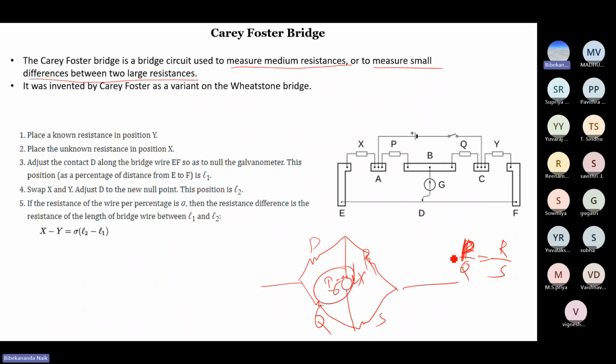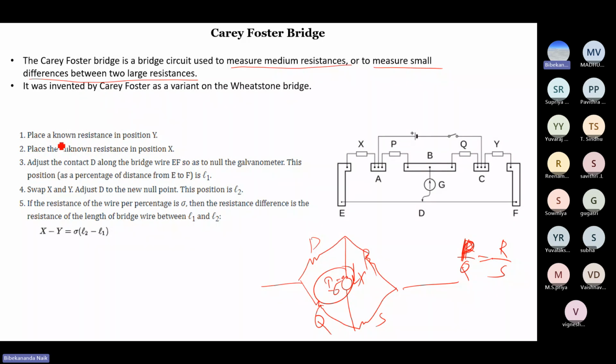But if the bridge is not balanced, there will be a flow of current, and this principle is used to measure medium resistance values or to measure the difference between the resistances of two large resistances. So it was invented by Carey Foster, and it is a variant of the Wheatstone bridge. So this is the balance condition of the Wheatstone bridge.